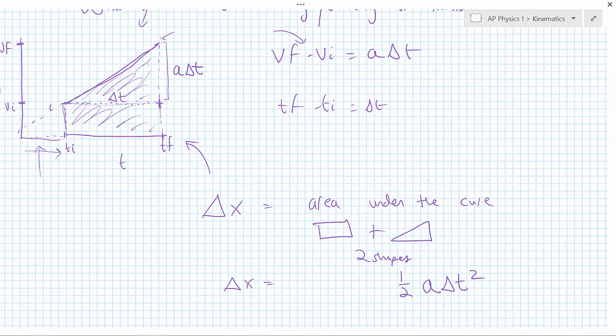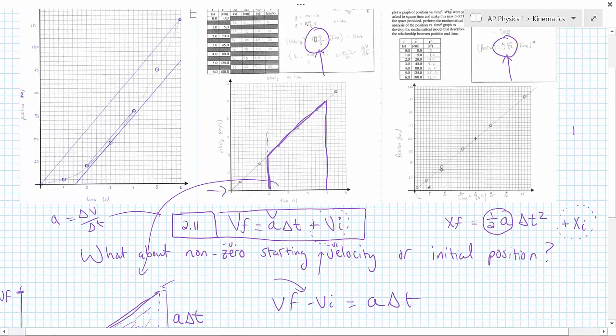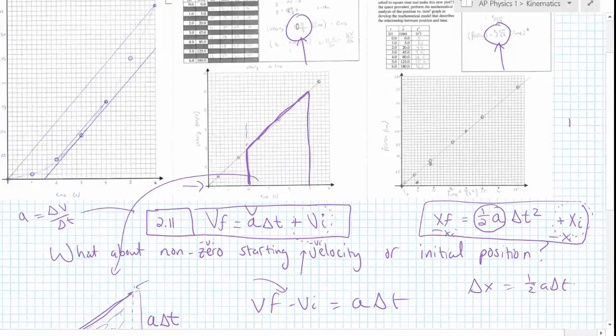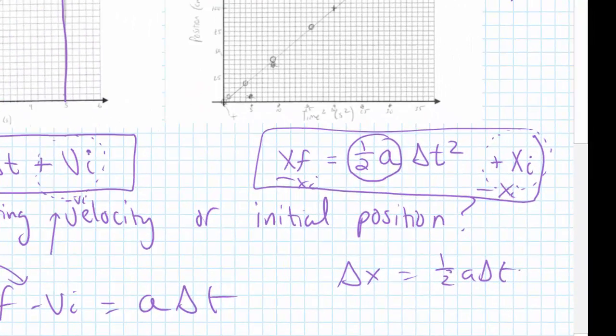So it's no wonder delta x is equal to 1/2 A delta T squared. When I look back at my position versus time squared graph, and I got that equation here, if I were to subtract xi from both sides, I get delta x, final minus initial, is equal to 1/2 A delta T squared. It's no wonder that my displacement was 1/2 A delta T squared. I just confirmed that that was true.